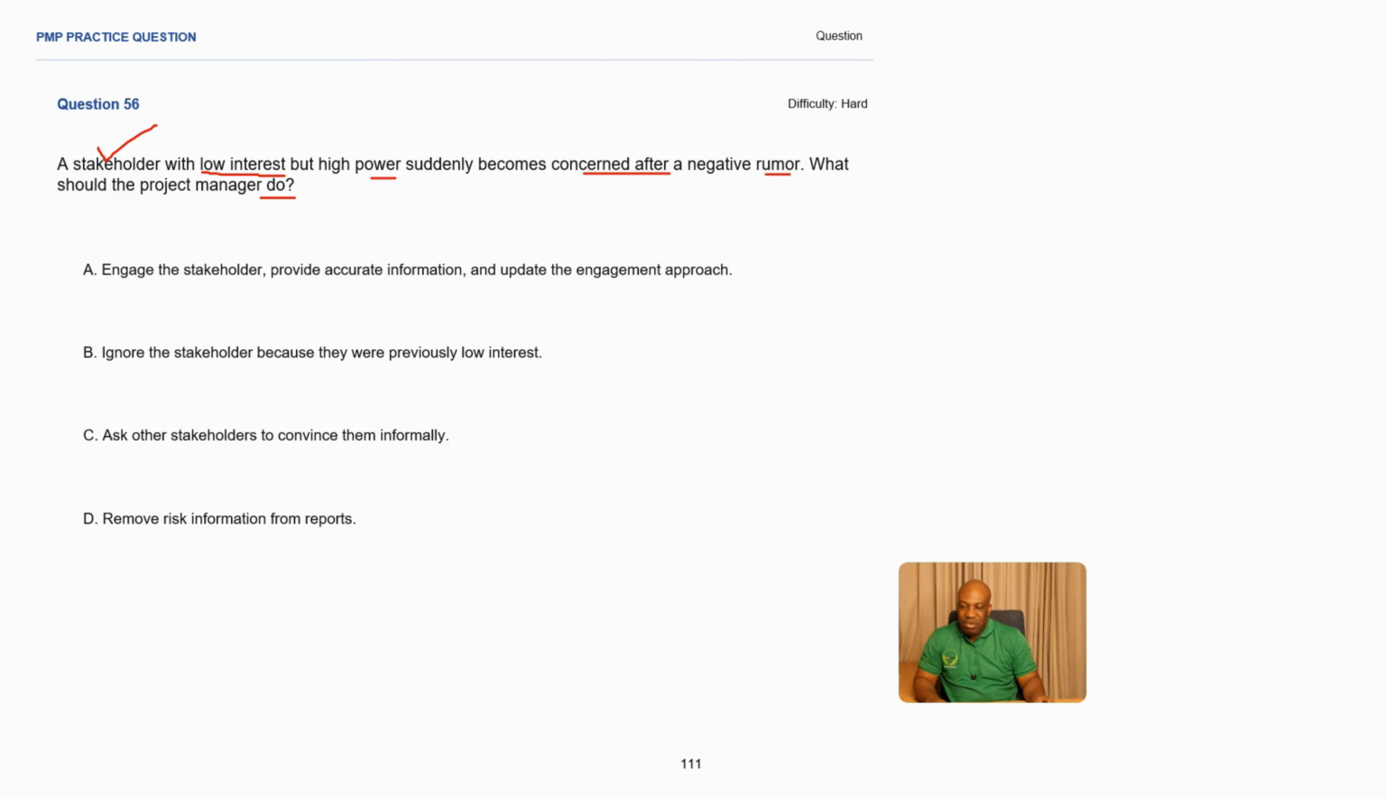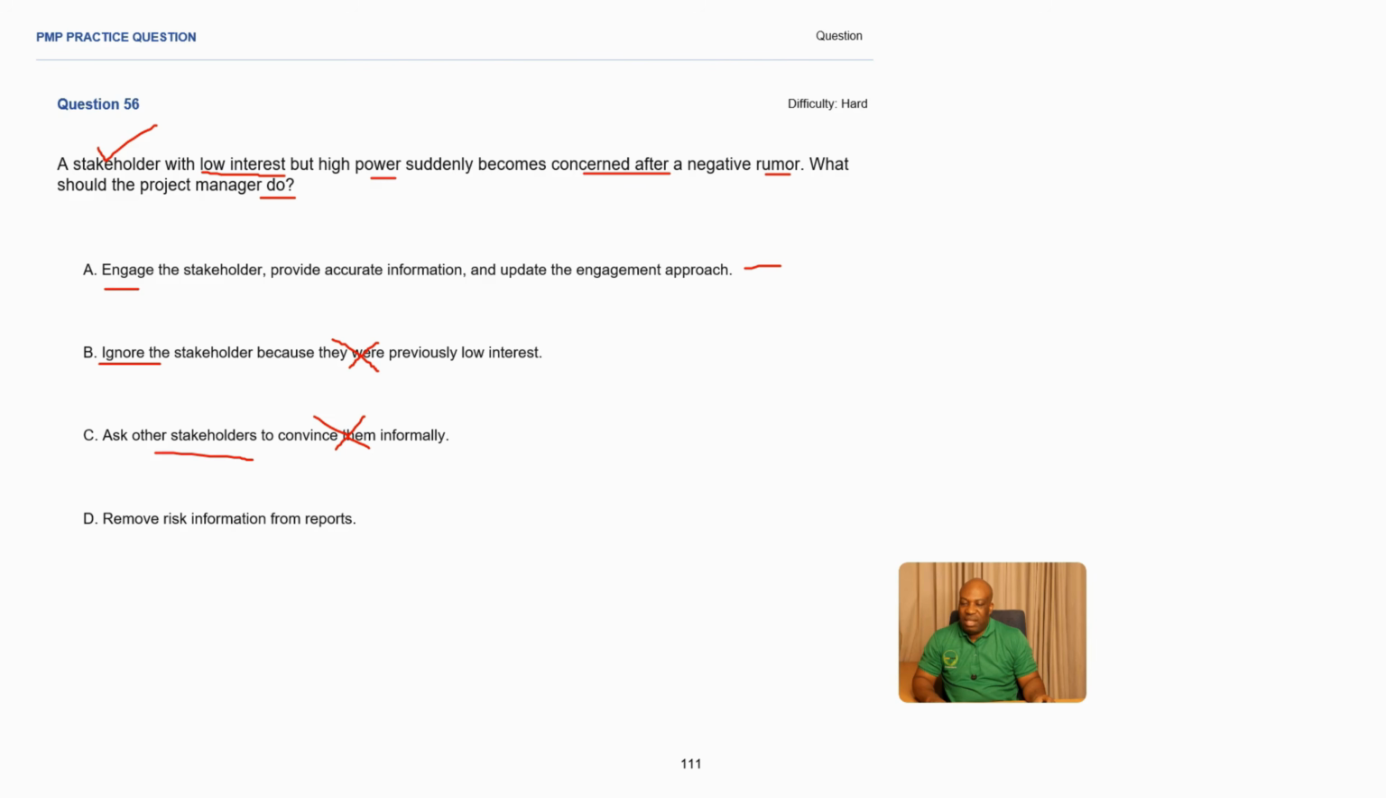A, engage the stakeholder, provide accurate information, and update the engagement approach, okay? This one makes sense. I like the word engage. If you've got a stakeholder who is not happy or is having concerns and also is a high power stakeholder, you need to engage them. B, ignore the stakeholder because they were previously low interest. Don't ignore stakeholders. Engage all the stakeholders throughout the project. So making this one incorrect answer. C, ask other stakeholders to convince them informally. You don't give away your work to other people. As a project manager, you're supposed to work with the stakeholder, convince them. Making this one incorrect answer.